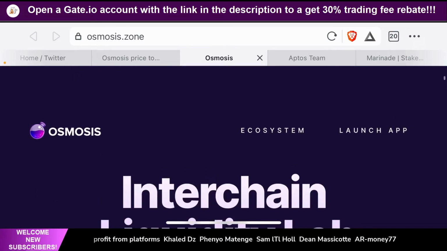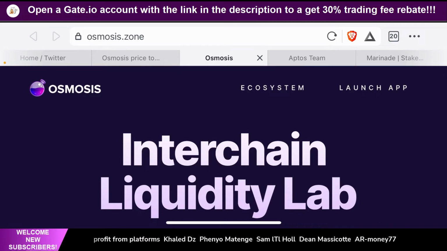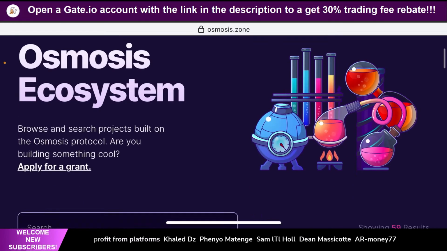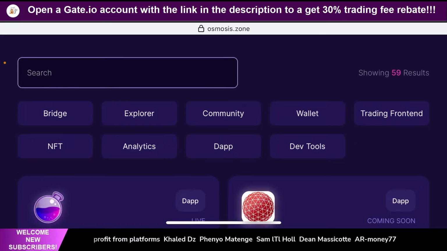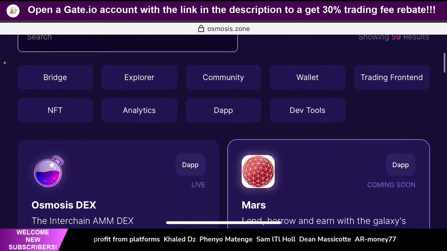Pretty straightforward and elegant website. A lot of information is presented in bite-sized pieces, which is very important, right? You can click on the ecosystem button here in order to access the ecosystems. You can see the bridge, explorer, community, wallet, trading front end. You can kind of sort it out based on different themes.